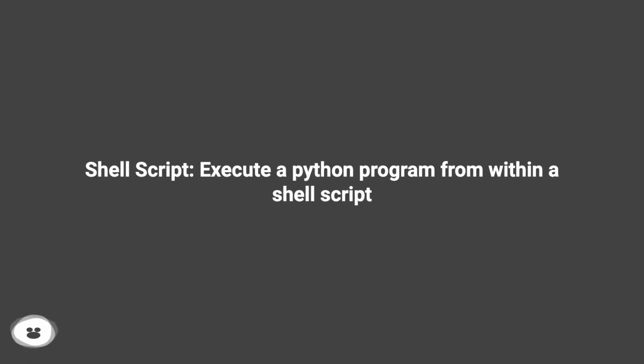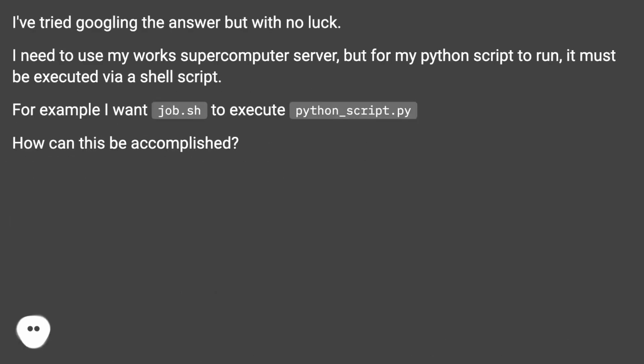Shell script, execute a Python program from within a shell script. I've tried Googling the answer but with no luck. I need to use my work's supercomputer server, but for my Python script to run, it must be executed via a shell script. For example, I want job.sh to execute python_script.py. How can this be accomplished?